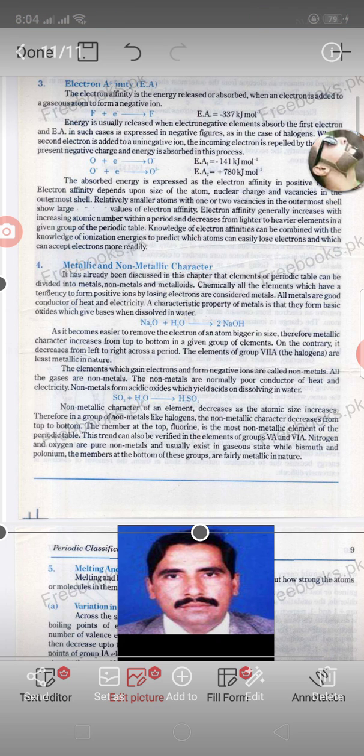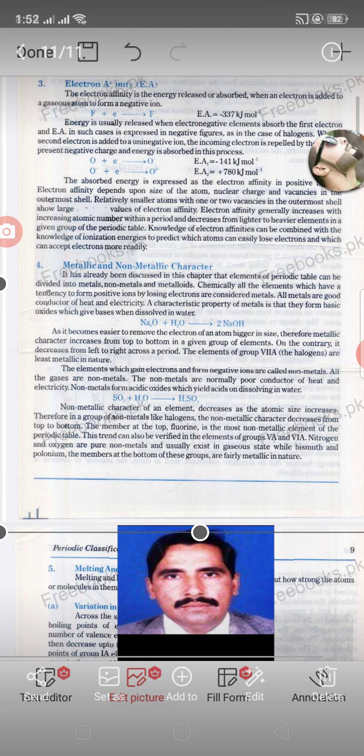Let us learn about chapter number 1, article Electron Affinity, abbreviated as E.A. The electron affinity is the energy released or absorbed when an electron is added to a gaseous atom to form a negative ion.